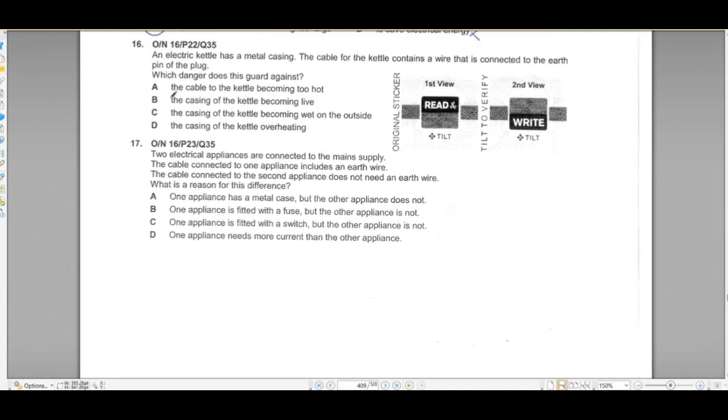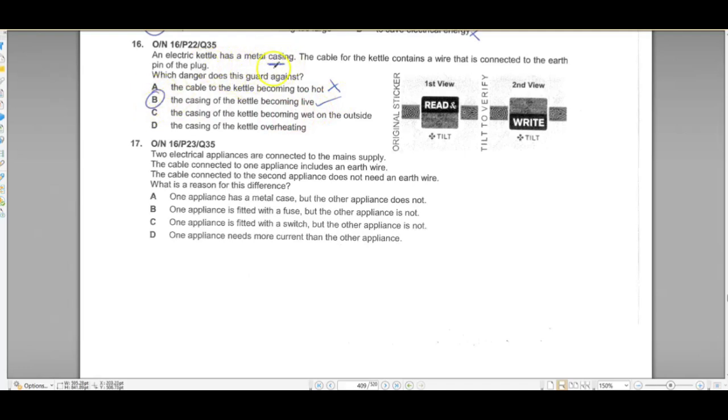Moving on to question number 16. An electrical kettle has a metal casing. The cable for the kettle contains a wire that is connected to the earth pin of the plug. Which danger does this guard against? The cable to the kettle becoming too hot? No. The casing of the kettle becoming live? Yes. This is the problem.